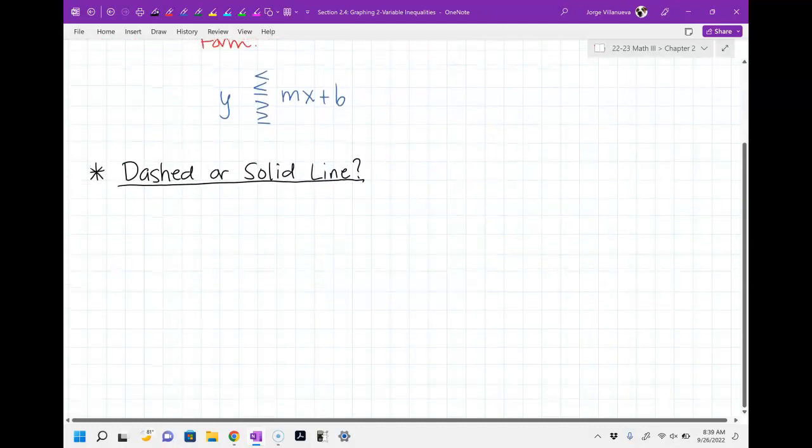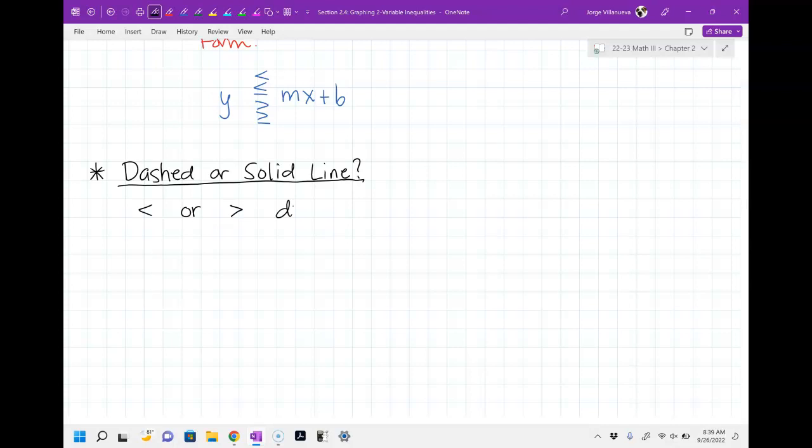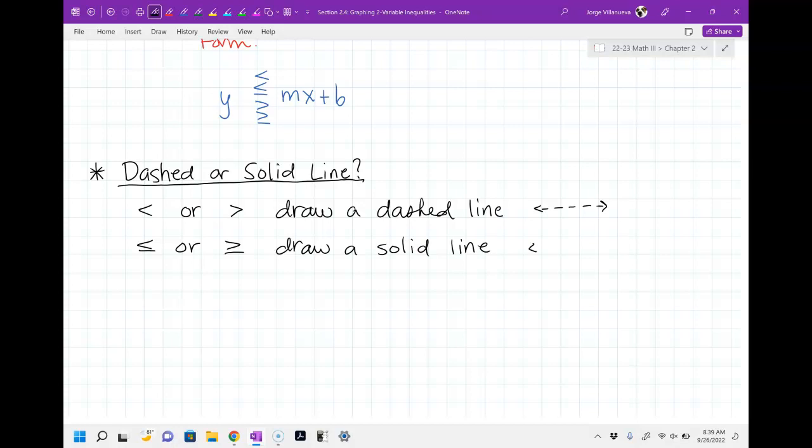Okay, the way you know is like this. If it has less than or greater than, draw a dashed line. Okay, so your line is going to kind of look like this. If it's less than or equal to or greater than or equal to, draw a solid line. So that's one of the questions you're going to ask yourself: should it be dashed or should it be solid when I'm doing the work?